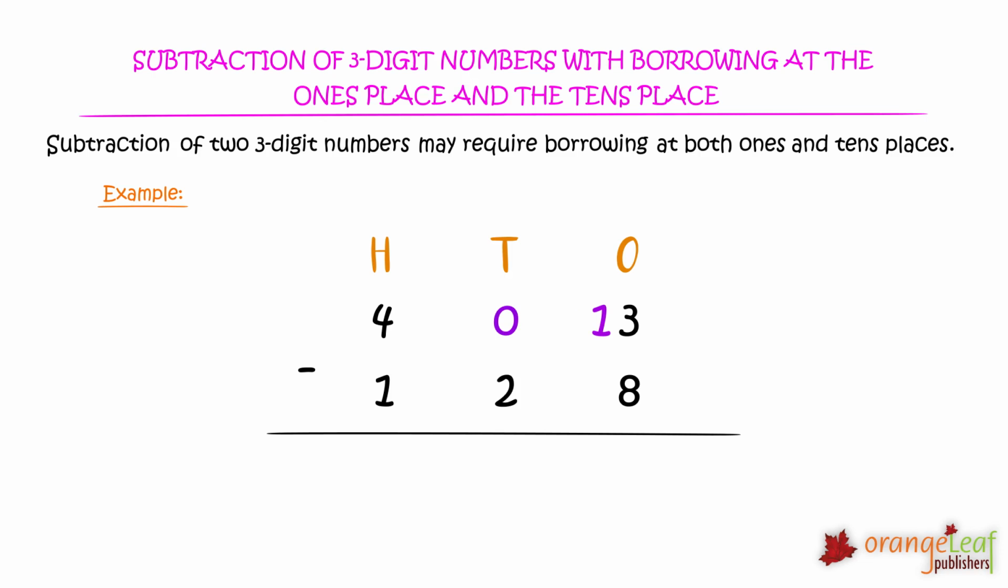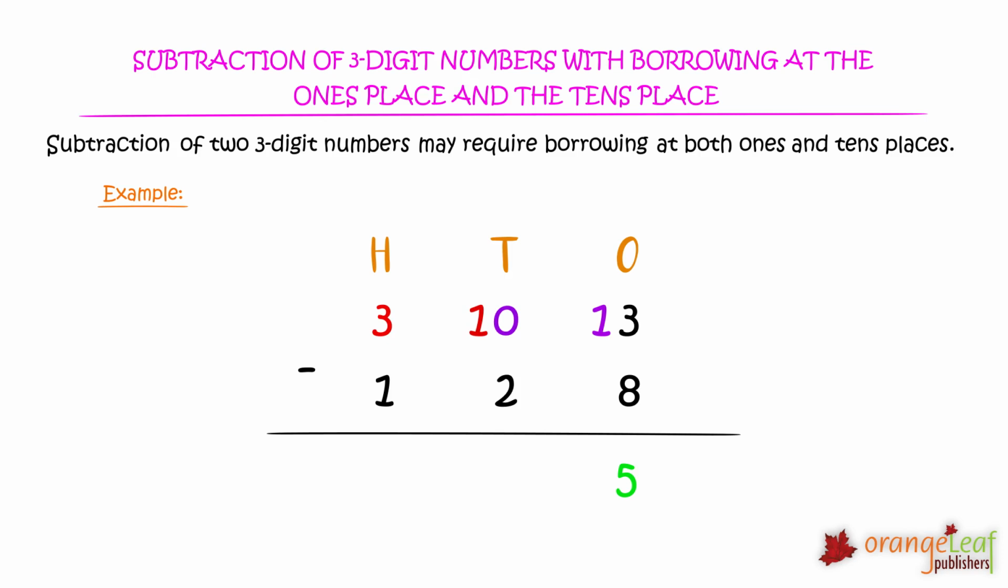Step 1. Subtract the ones. That is, 13 minus 8 is equal to 5. 5 comes in the ones place of the answer. Now, there are not enough tens at the tens place of the number 413. Borrow 1 hundred and regroup it into 10 tens.